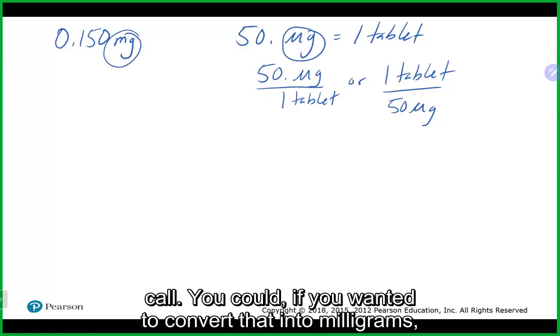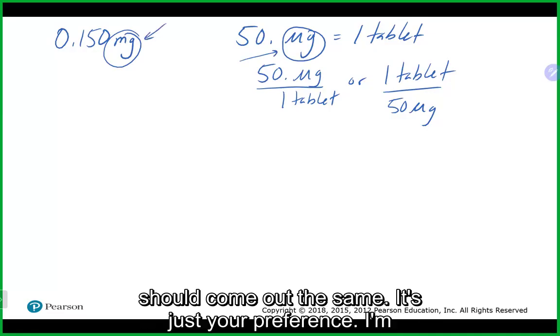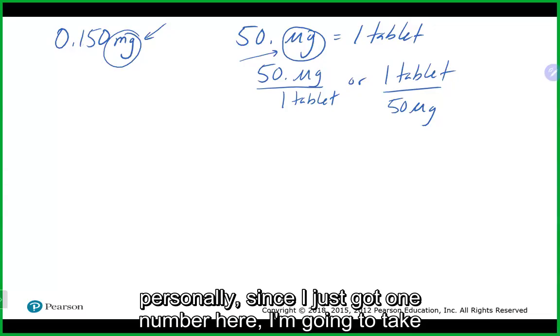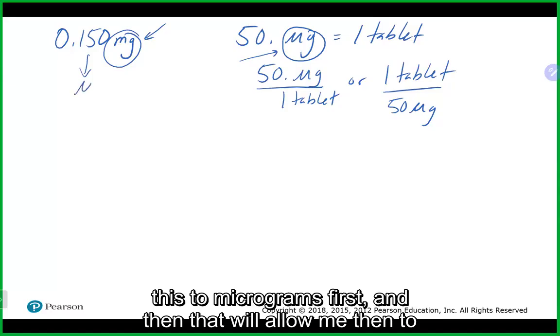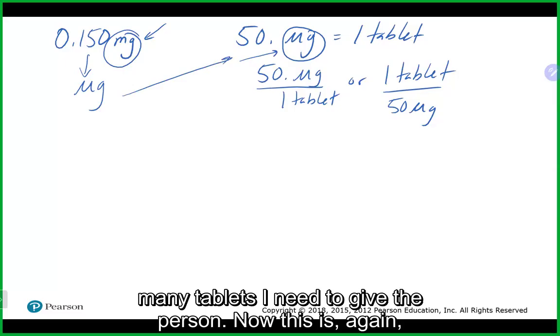It is really your call. You could, if you wanted to, convert that into milligrams, or you could convert this into micrograms. They both, again, should come out the same. It's just your preference. I'm personally, since I just got one number here, I'm going to take this to micrograms first. And then that will allow me to use my conversion factor here to figure out how many tablets I need to give the person.